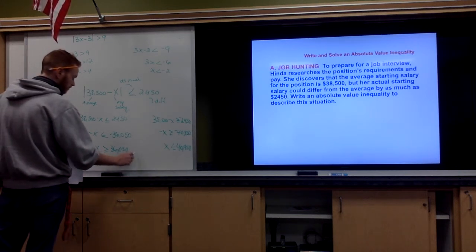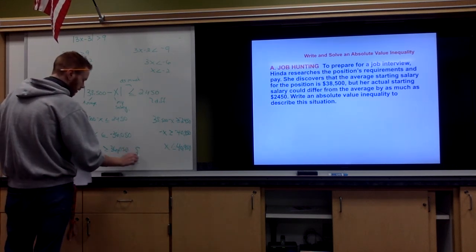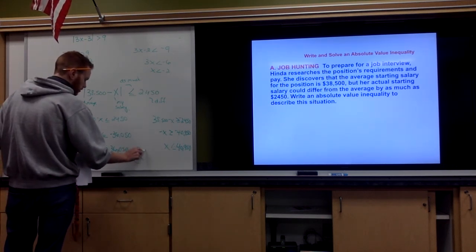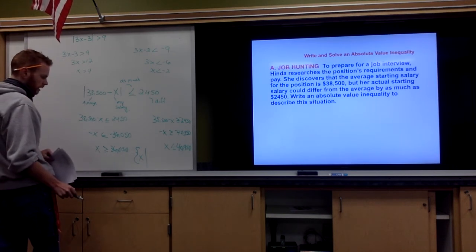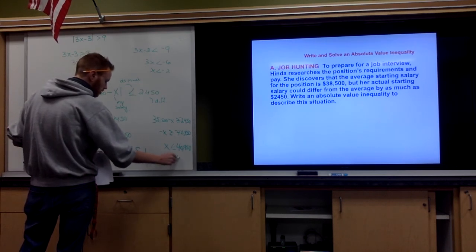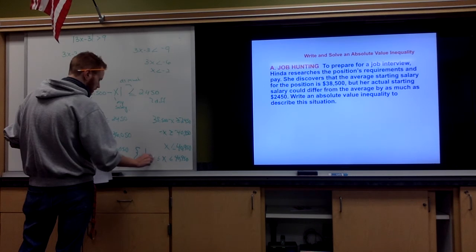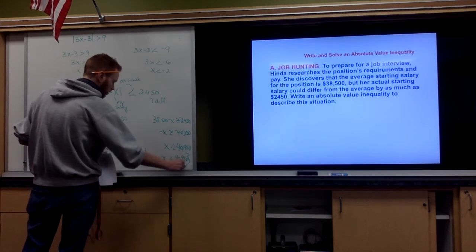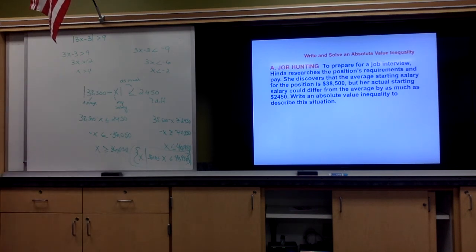So on a number line, or, tell you what, we'll do set builder. I think it'll be a little bit easier to see. So x values, okay, given that x has to be between two ranges, 40,950 and 36,050. So that's what she could be starting with. Her average starting salary could be anywhere between those values. Okay?